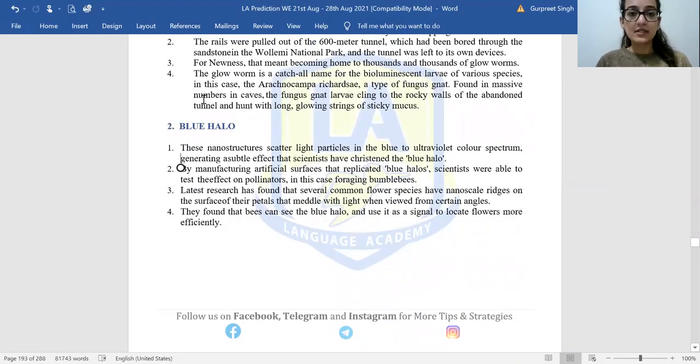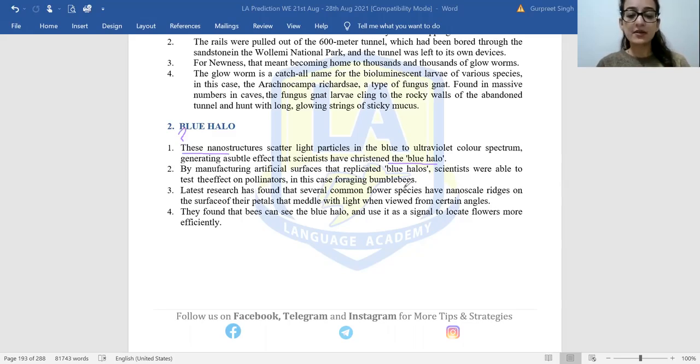So the second one says these nanostructures. Your first question should be: where have they introduced nanostructures to us? They scatter light particles in the blue to ultraviolet color spectrum, generating a subtle effect that scientists have christened the blue halo. Another important thing that they have marked is the blue halo. By manufacturing artificial surfaces that replicated blue halos, scientists were able to test the effect on pollinators, in this case, foraging bumblebees. What we have in this sentence is, it is possible that the sentences can be a bit technical.